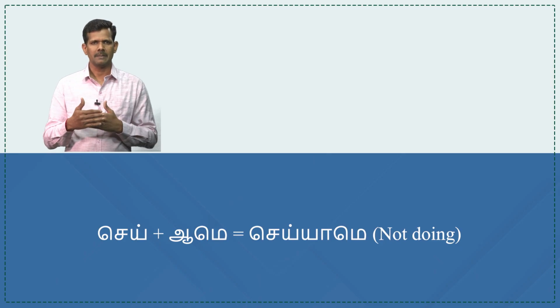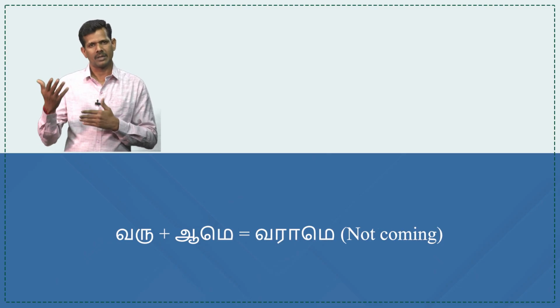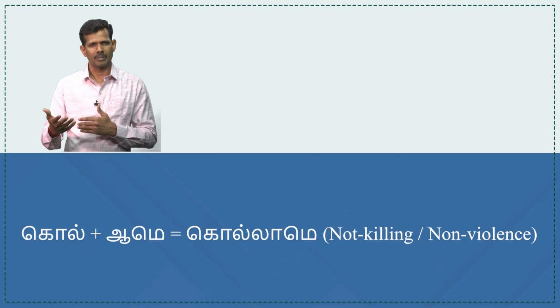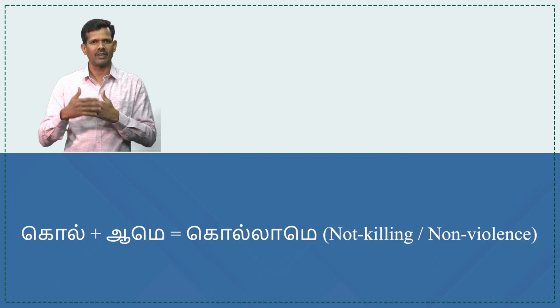Let us see some of the examples for the suffix ame. Sei plus ame, seiyame, means not doing. Varu plus ame, varame, means not coming. Kol plus ame, kollame, means not killing or non-violence.